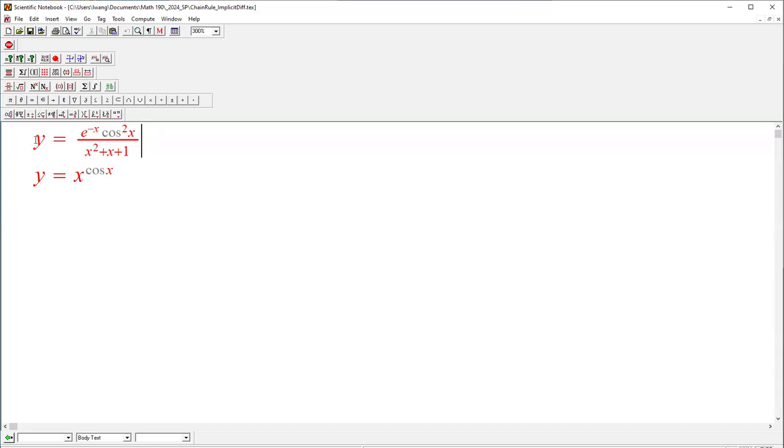And there are two methods to do this. The first method is to just differentiate it as a quotient. And how can this be done? Well, we're going to differentiate according to the quotient formula. So the denominator will be squared.